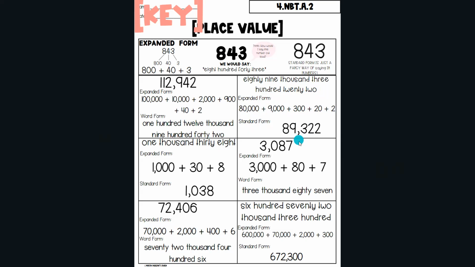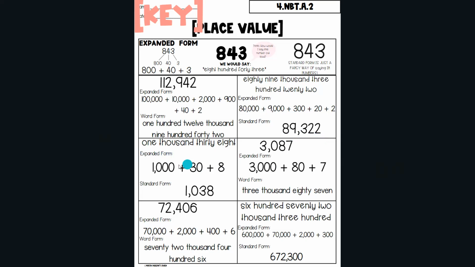Before the word thousand, we have 89. We're going to put that before the comma. After the thousand, we have 322. Again, that comma for thousand really helps us make sure everything is in the right space. When we expand this, we have an 8 in the 10,000s, 9,000, 300, 2 tens, 2 ones.